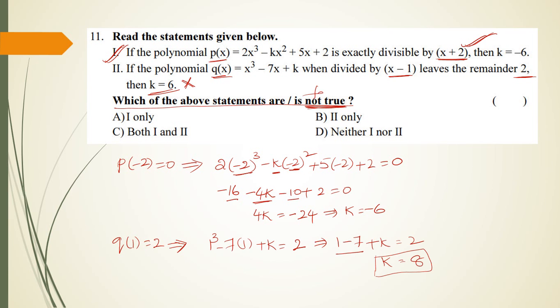So "not true" means we need to consider the false statement. If you miss this "not", then 1 mark will go, right? So from this, what is he asking? He is asking which is not true. So statement 2 is not true. So the answer is option B. Okay, so please be careful when attempting such types of questions.